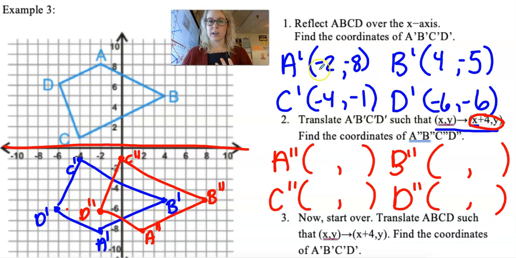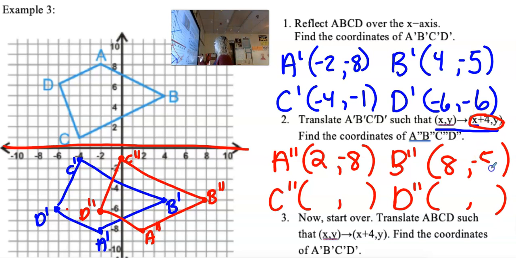So for example, -2 plus 4 is 2. And then I just rewrite that y value because the y value is not changing. So that's how you can kind of do a shortcut when you already have the points. So B double prime, I'm going to add 4, so I'm going to get 8. And then just drop down that y value, it's not changing. C double prime, going to add 4 to -4 and get 0. Drop down that y value. D double prime, add 4 to -6, which will give you -2. Drop down your y value.